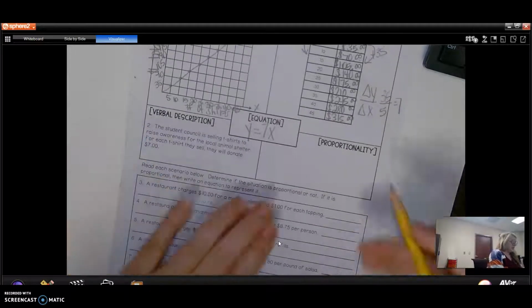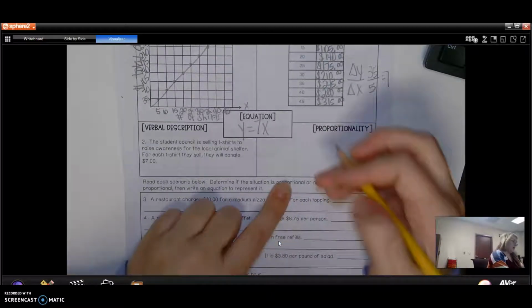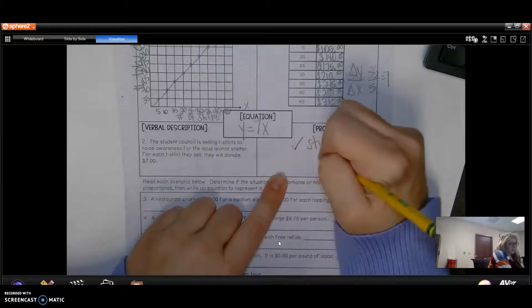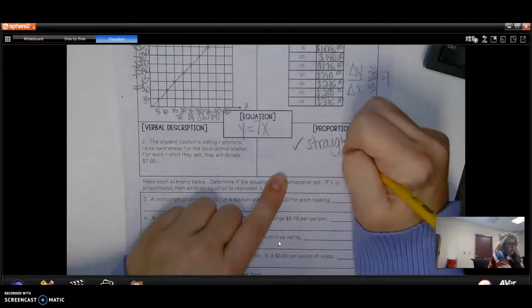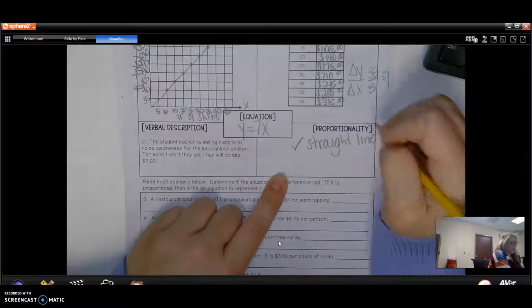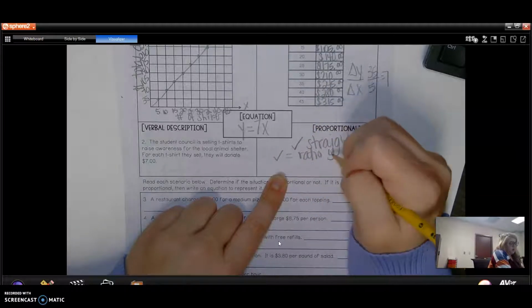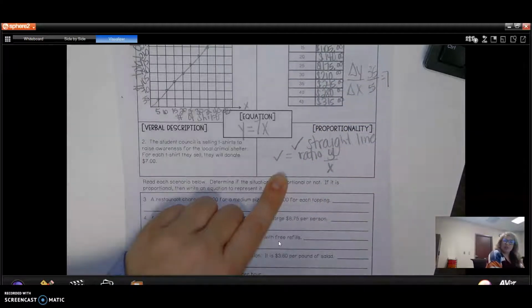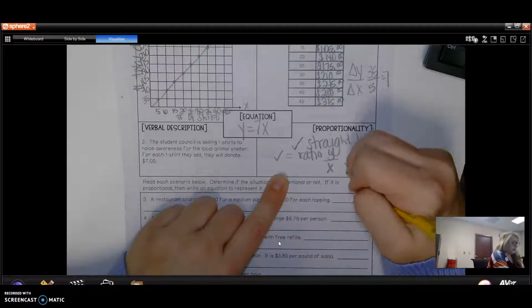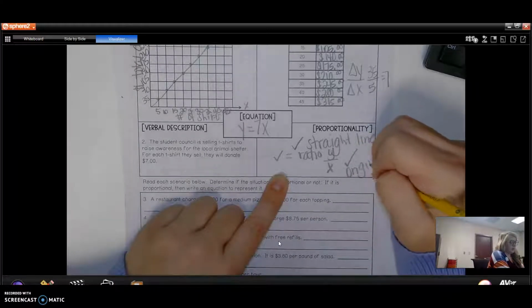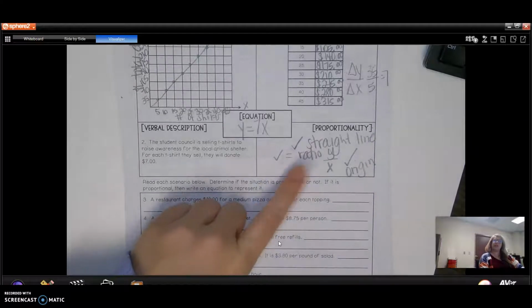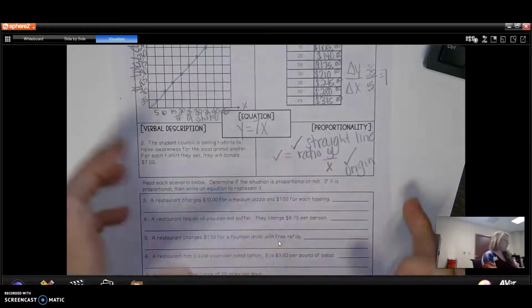So let's discuss if this is a proportional relationship or not. It's a straight line. Okay. We know that we have an equivalent ratio of y over x throughout. And we also know that this passes through the origin. So this is a proportional relationship.